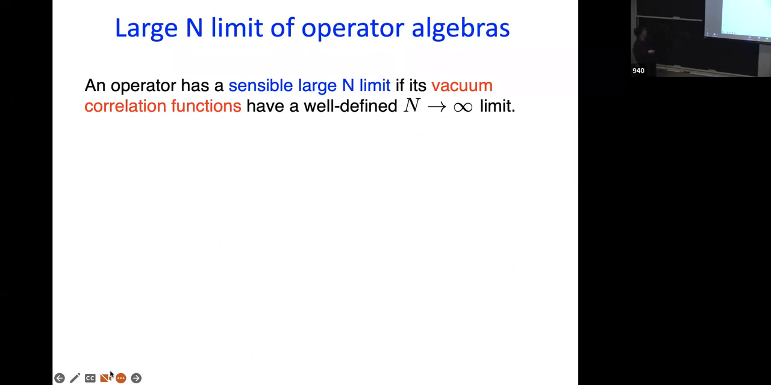Now let me talk about what kind of operators should survive. Take N=4 super Yang-Mills, for example, but similarly you can define this for other theories. We define operators that have a sensible large N limit, say, whose vacuum correlation functions have a well-defined N to infinity limit. The vacuum is special because it's universal: it exists for any value of N, so you can take N to infinity. That gives you finite products of single trace operators, essentially operators built from a finite number of fields.